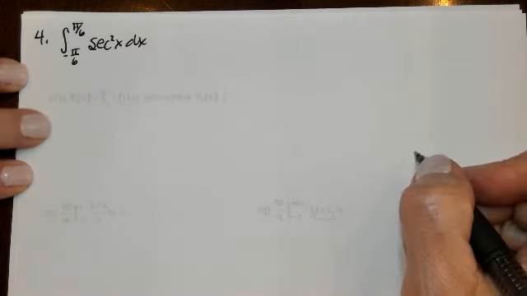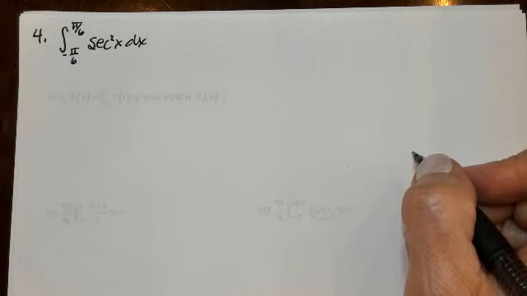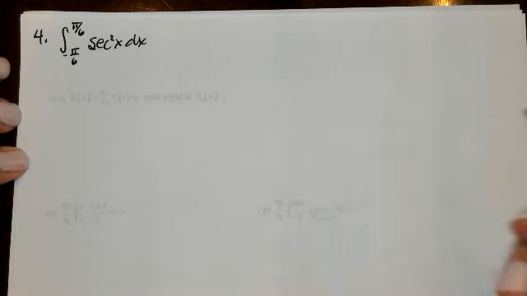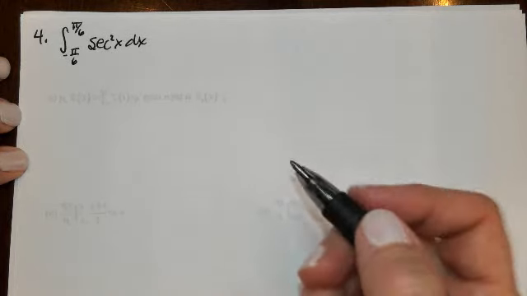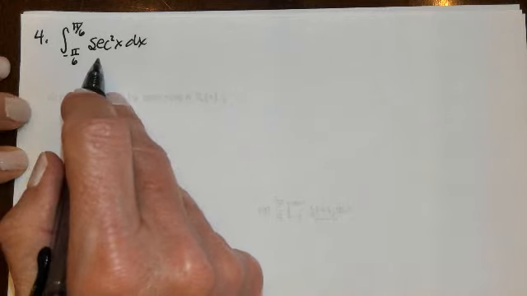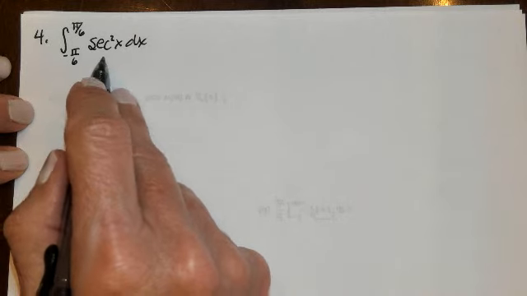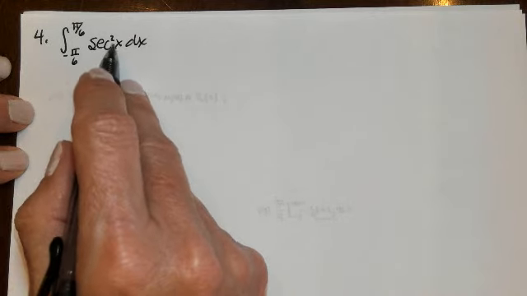Okay, example 4. Let's say that we have the integral from, let's go from negative pi over 6 to pi over 6, and let's put secant squared x dx. Okay, definitely one we cannot use the power rule on, right? We have to think to ourselves, what function's derivative is secant squared x? So what is the antiderivative of secant squared x?